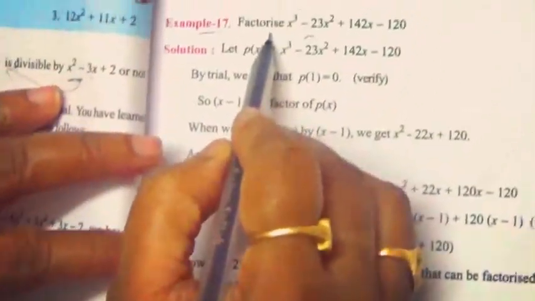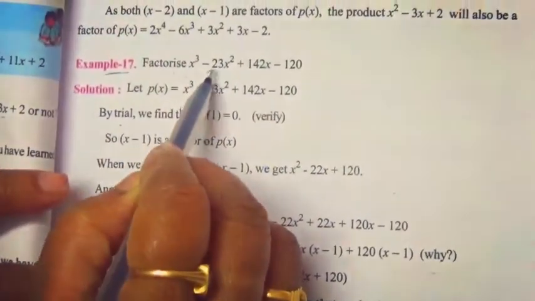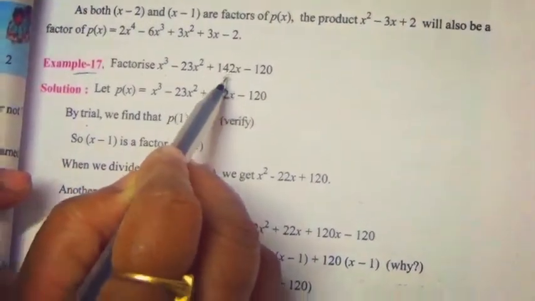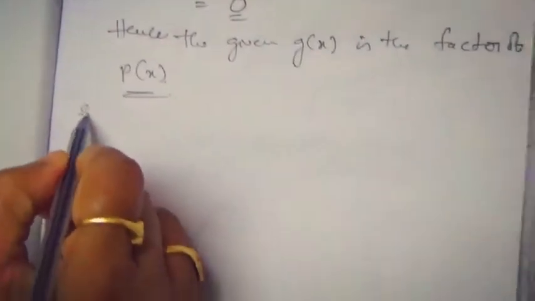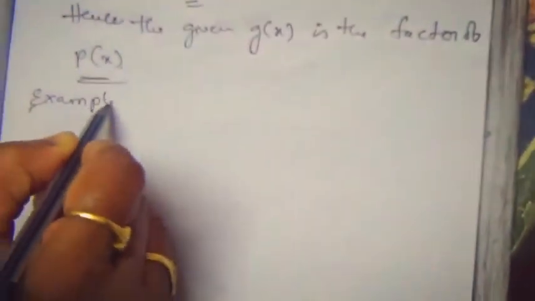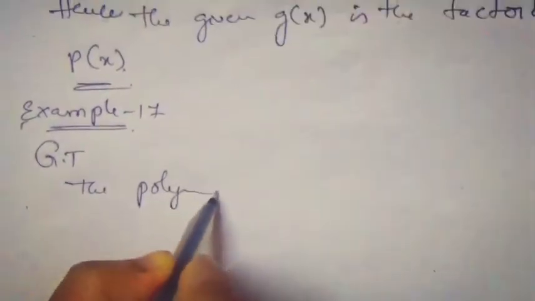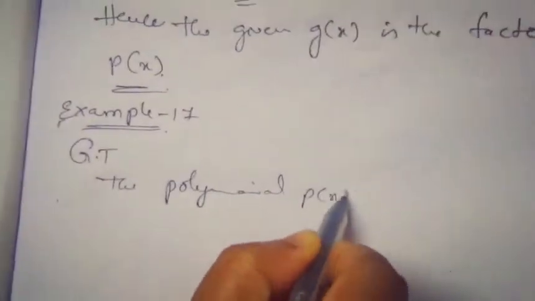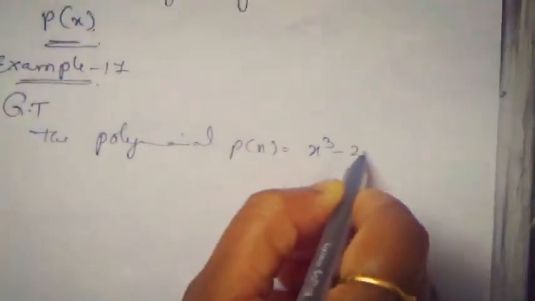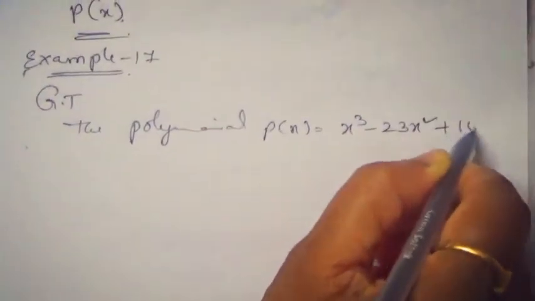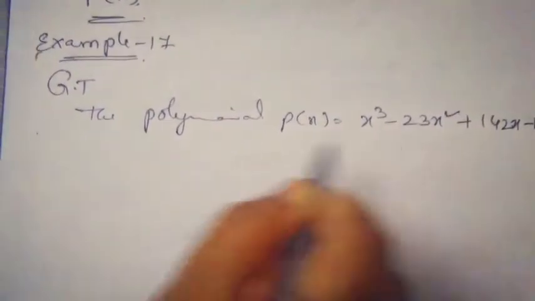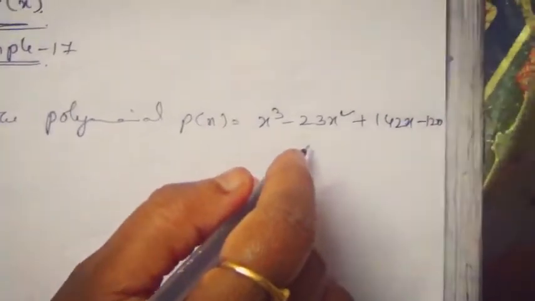So now look at here. Example 17. Factorize x cube minus 23x square plus 142x minus 120. We have to factorize that one. Given the polynomial p of x is equal to x cube minus 23x square plus 142x minus 120. This is the given polynomial, and we have to factorize it.